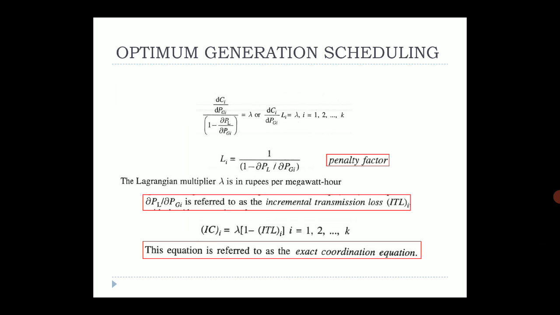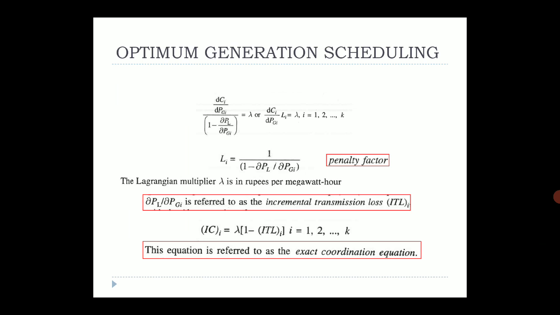So this dPL by dPG is referred to as the incremental transmission loss, ITL. You need to remember a few terms. One is incremental cost, IC; another is incremental transmission loss, that is delta PL by delta PG, called ITL. So we can say IC, or incremental cost, is equal to lambda into 1 minus ITL.